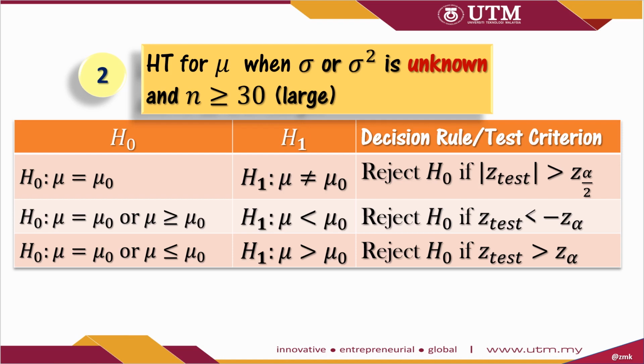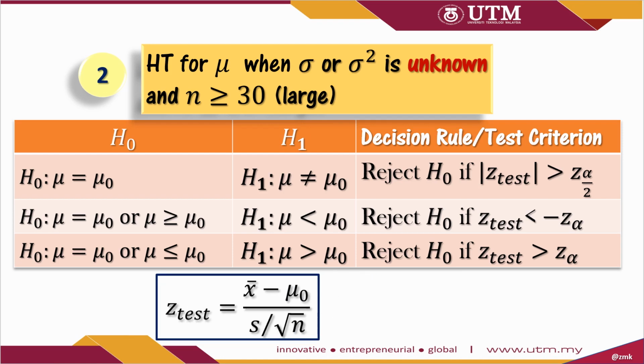Here in case 2, we define z-test as x bar, the sample mean, minus mu naught, the value of mu under H0, divided by the sample standard deviation s over the square root of the sample size n. Notice that we can no longer use sigma in the z-test formula because sigma is unknown. What we should do here in case 2 is to replace or substitute the unknown sigma by its point estimate, which is the sample standard deviation denoted by s.